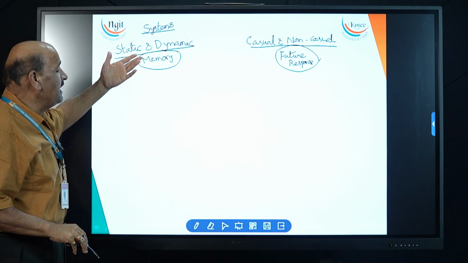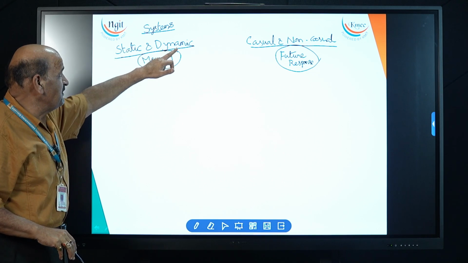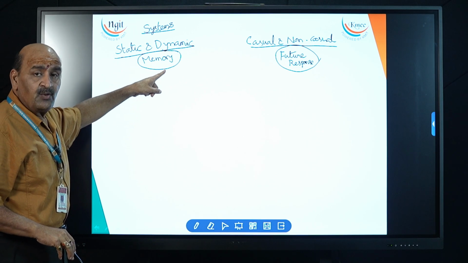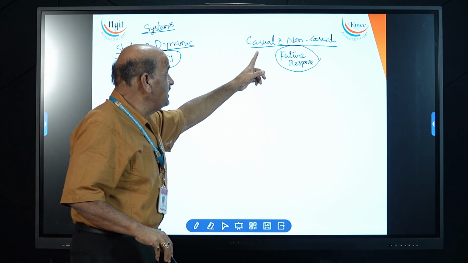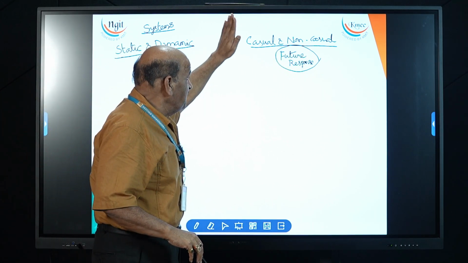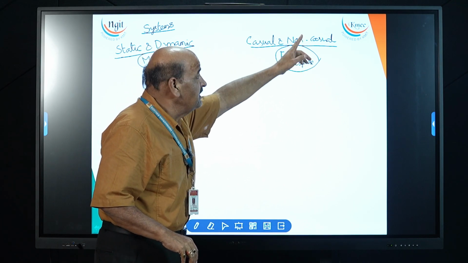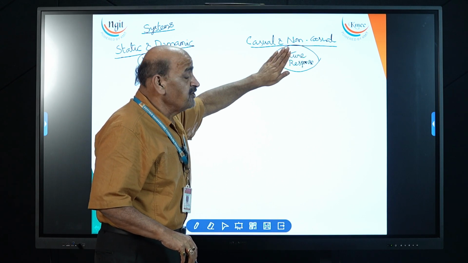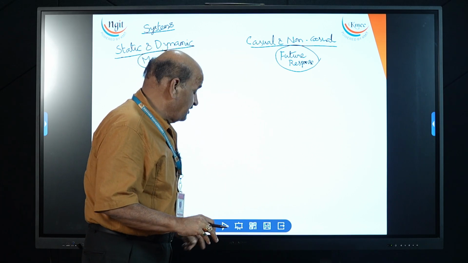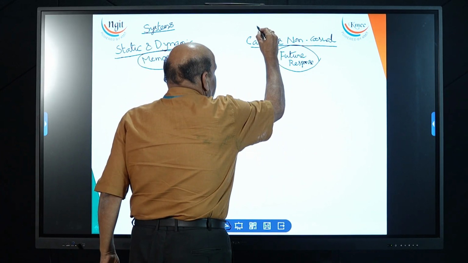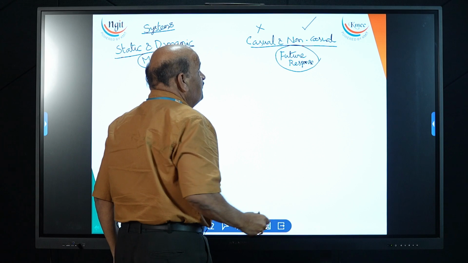Again, I am repeating the same important concept. Whenever we are discussing static and dynamic systems, students have to concentrate on the word memory: memoryless system, memory system. Here, for causal and non-causal systems, if a system takes future response into consideration, that is called non-causal. If a system doesn't depend upon the future, that is called causal. That means a causal system doesn't depend upon future response, and a non-causal system depends upon future response.